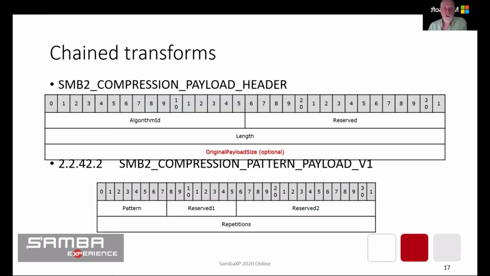Then finally, there's the chained transform that comprises a compression payload header. That is the same header that you've seen before, but I highlighted the original payload size as becoming optional. And then second, there's a new structure, the SMB compression pattern payload V1, that forms the body of the compressed data. It is inserted in place of the data, but it appears in the header. So I'll give you a schematic diagram.